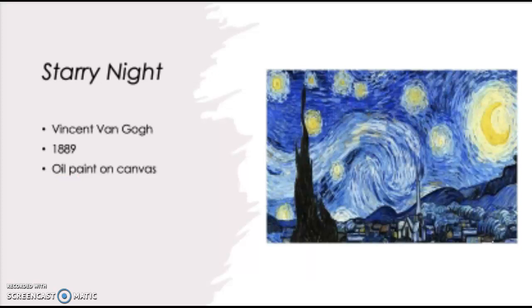The second painting is Starry Night by Vincent van Gogh in 1889. And this is an oil painting on canvas, whereas the Mona Lisa was an oil painting on a wooden panel. I like this work of art because the stars and the bright swirls draw your eye in. It plays nicely against this, I guess it's a mountain or cave or cliff.